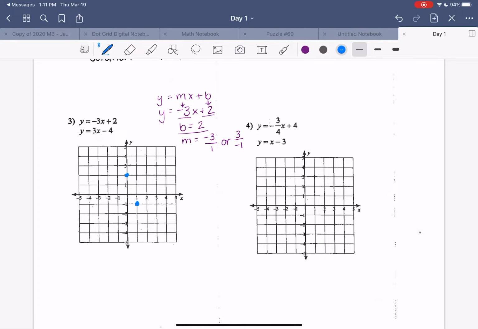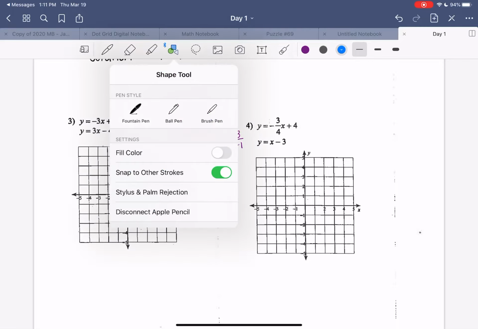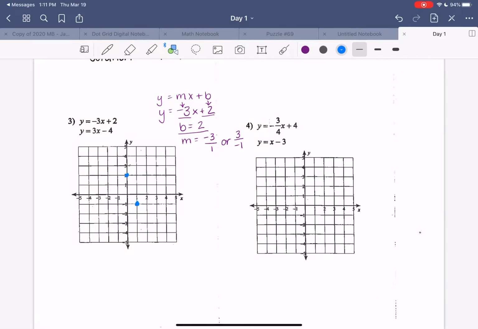Okay, and then just get a ruler and draw your straight line. Close enough for me.